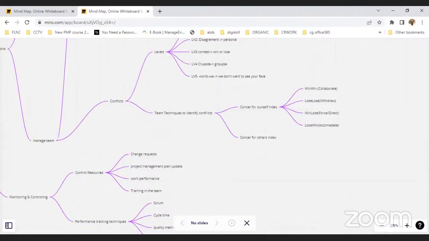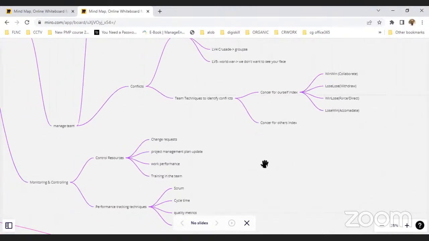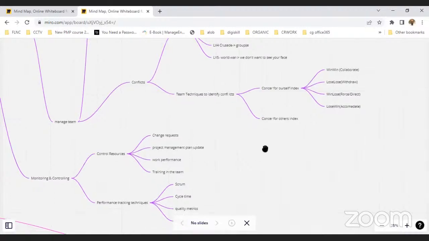Under conflict, we have another stage, a technique to identify the conflict. It is concern for ourselves index and concern for others index. Concern for ourselves indexes the winning situation. Another is lose-lose, that is withdraw. Win-lose is force or direct, and lose-win is accommodate.